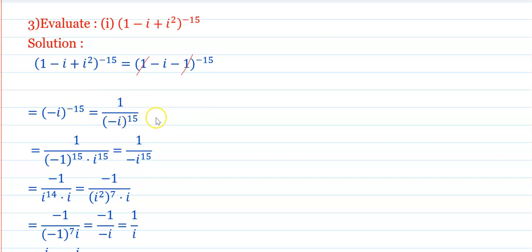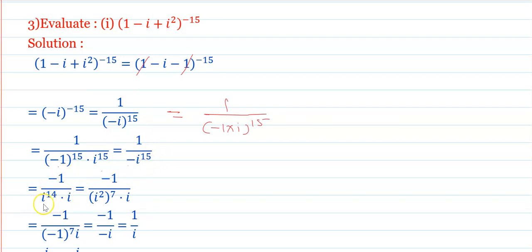Now this can be again written as, minus i means what? Minus 1 into i. Minus i means minus 1 into i whole bracket is to 15. That means minus 1 raised to 15 into i raised to 15. But minus 1 raised to 15 means what? Minus 1 raised to an odd number is always minus, and hence it's a minus i raised to 15. Now 1 upon minus i raised to 15 means what? Minus 1 upon i raised to 15.